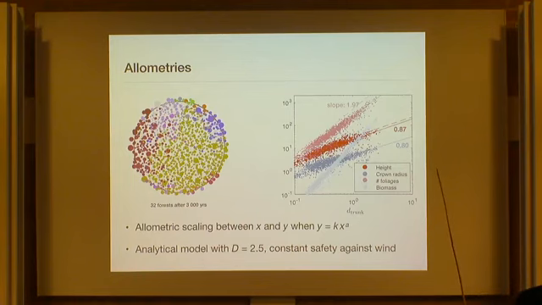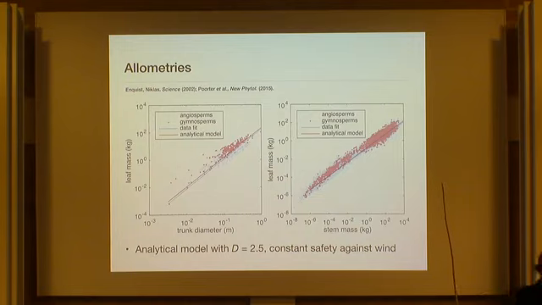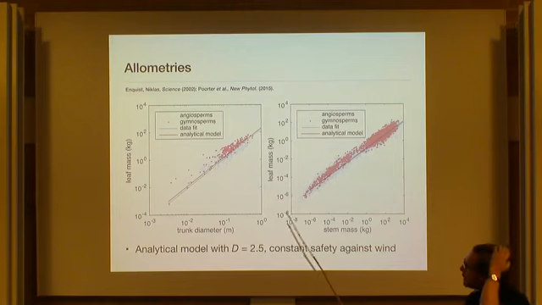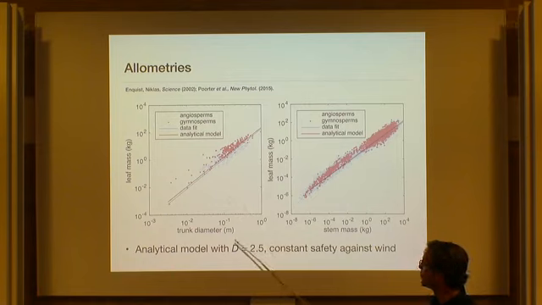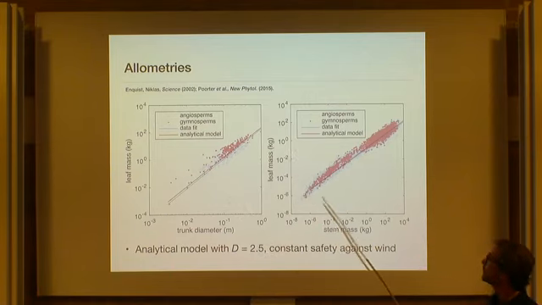And what is interesting is that when you take this very simple model with a fractal dimension 2.5 and compare it to real allometries, this is data where there is the mass of leaves in front of the trunk diameter, and here it's the mass of leaves compared to the mass of branches.